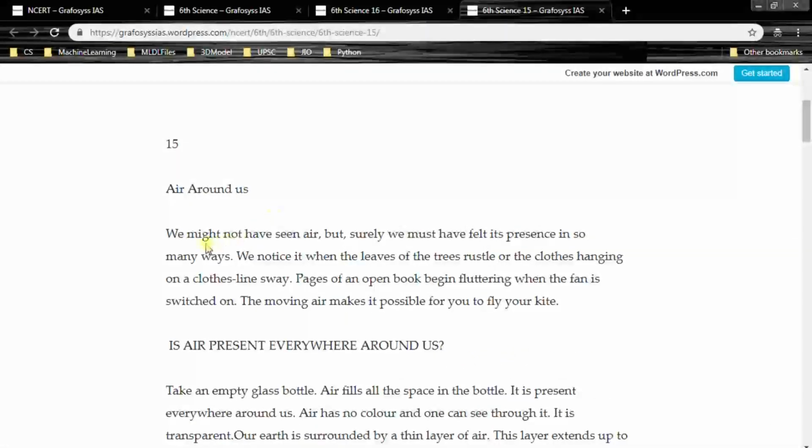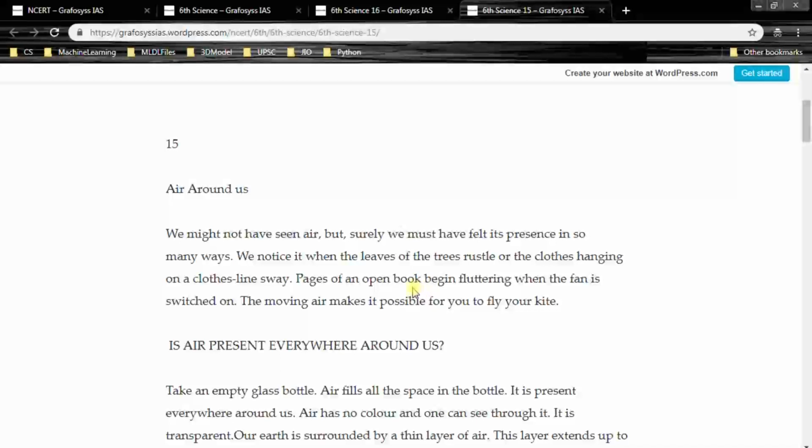Air around us. We might not have seen air, but surely we must have felt its presence in so many ways. We notice it when the leaves of the trees rustle or the clothes hanging on a clothesline sway. Pages of an open book begin fluttering when the fan is switched on. The moving air makes it possible for you to fly your kite. We might not have seen the air, but we have felt the air in many ways.